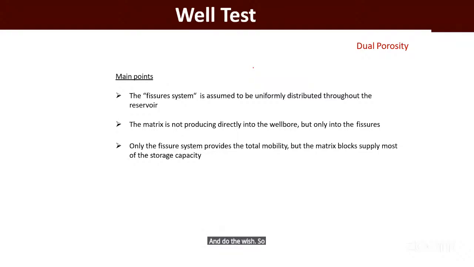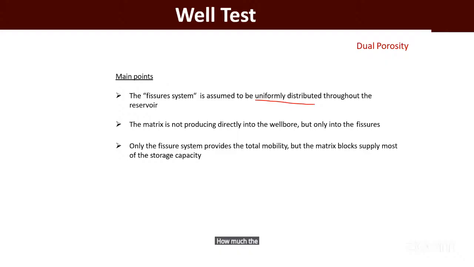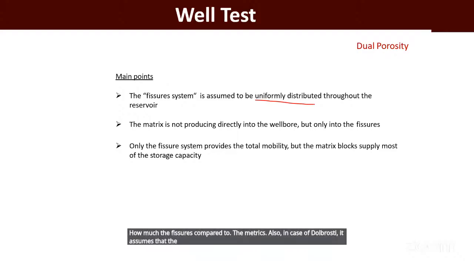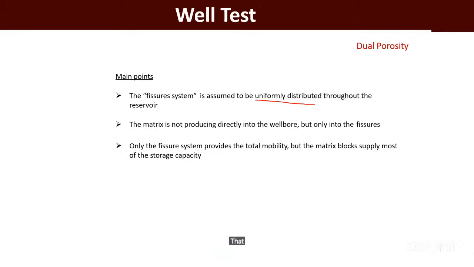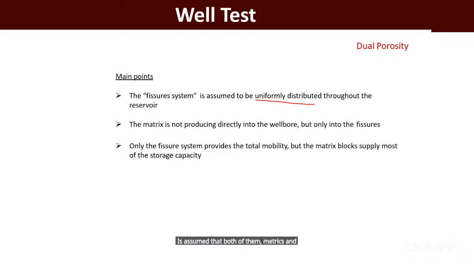The fissure system is assumed to be uniformly distributed throughout the reservoir, which is not quite right, but it's an estimation of how much the fissures compare to the matrix. Also, in the case of dual porosity, it assumes that the matrix is not producing directly to the wellbore, but only to the fractures. The dual permeability system, and we are going to talk about the differences between them, assumes that both matrix and fracture are producing into the wellbore.